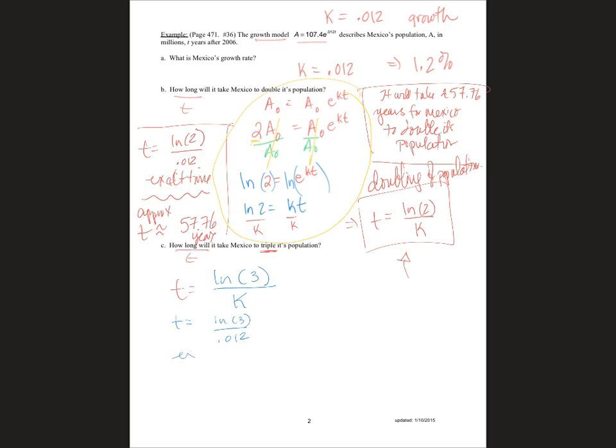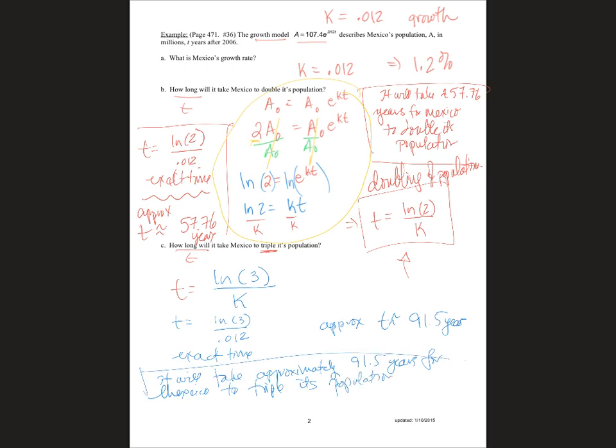So this again would be the exact time, it's the exact solution, but if I wanted an approximation, t would approximately be 91.5, and this would be years. So we are saying that it will take approximately 91.5 years for Mexico to triple its population.